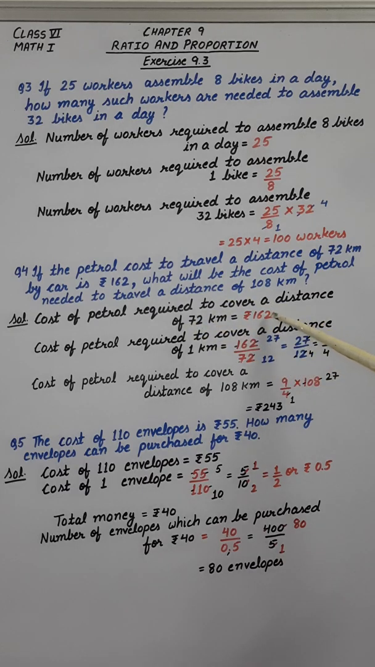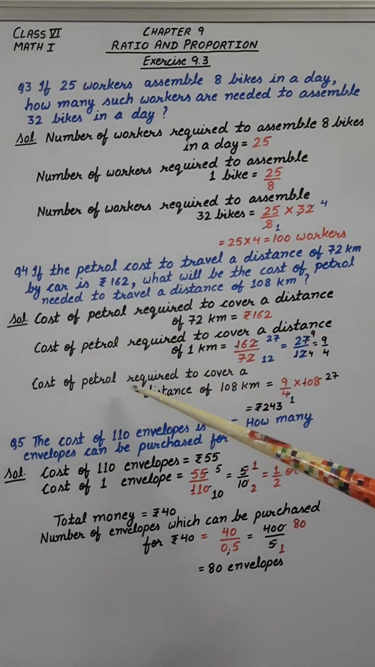So for calculating 1 kilometer, we will divide these two numbers. So 162 divided by 72. Let's reduce these numbers. First of all, by 6 we are doing. 6 twos are 12 and 6 twenty-sevens are 162. Now 27 upon 12, and they are also divisible by 3. 3 fours are 12, 3 nines are 27. So the answer is 9 by 4.